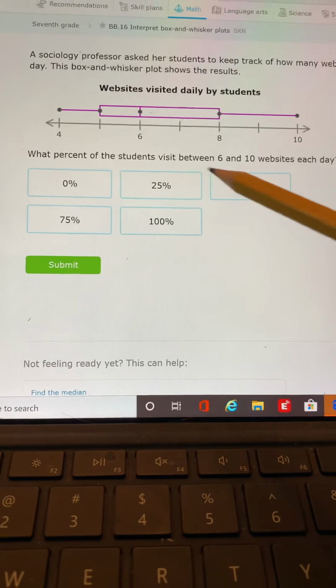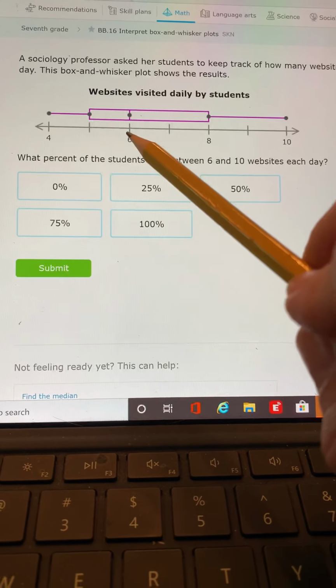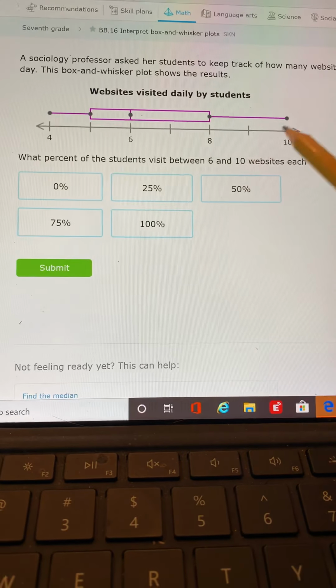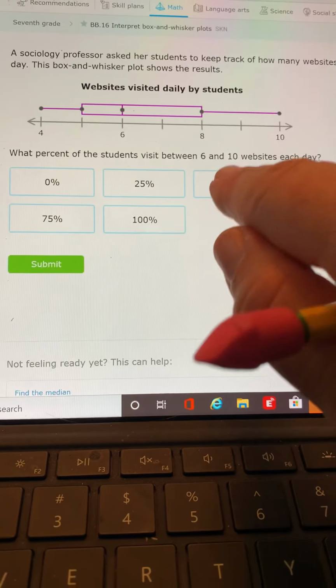What percent of students fall between 6 and 10 websites? 6 to 10 is the median to the max. That's another 50%. 25 here and 25 there.